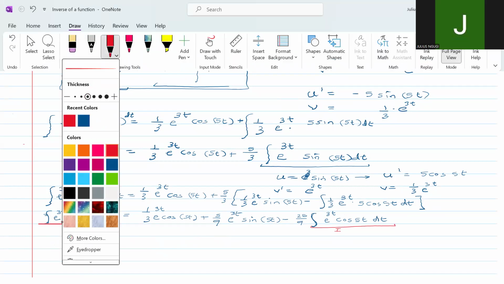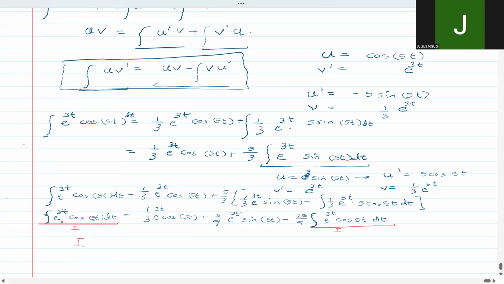So that means I equals a third exponential power 3t cosine of 5t plus 5 over 9 exponential power 3t sine 5t minus 25 over 9 I. So if I bring the I's on one side, I'll have I plus 25 over 9 I, those added together, equals a third exponential power 3t cosine of 5t plus 5 over 9 exponential power 3t sine of 5t.